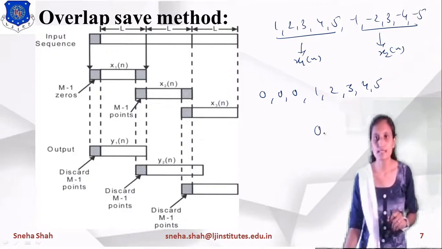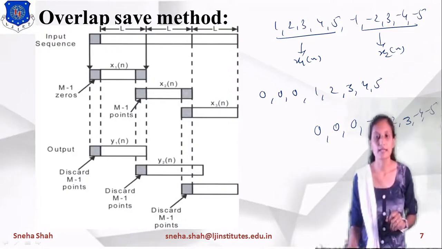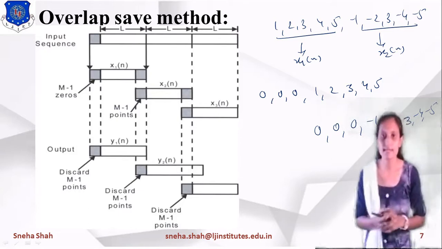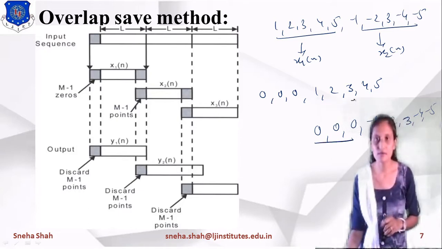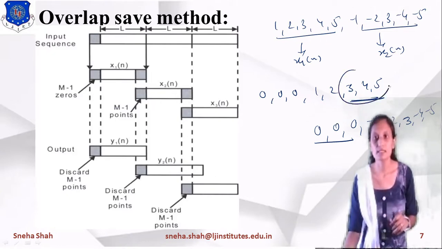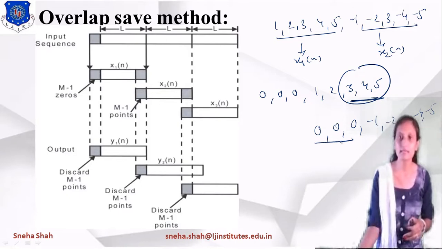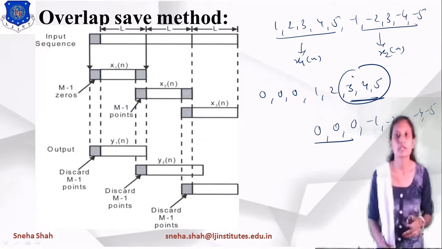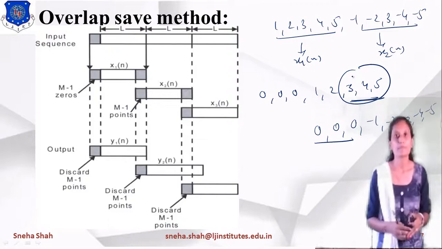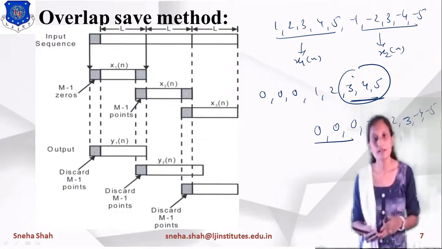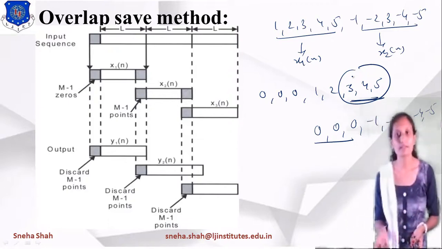Now the second sequence will be converted into the form 1, minus 1, minus 2, 3, minus 4 and minus 5, right? Now if I am overlapping and saving the data, these 3 terms will overlap over here. So the output of these 3 terms will be discarded because the 3 zeros will be overlapping on them, so it will give you the wrong output. So we can't use this overlap save method; instead, we add the zeros after the input sequence.